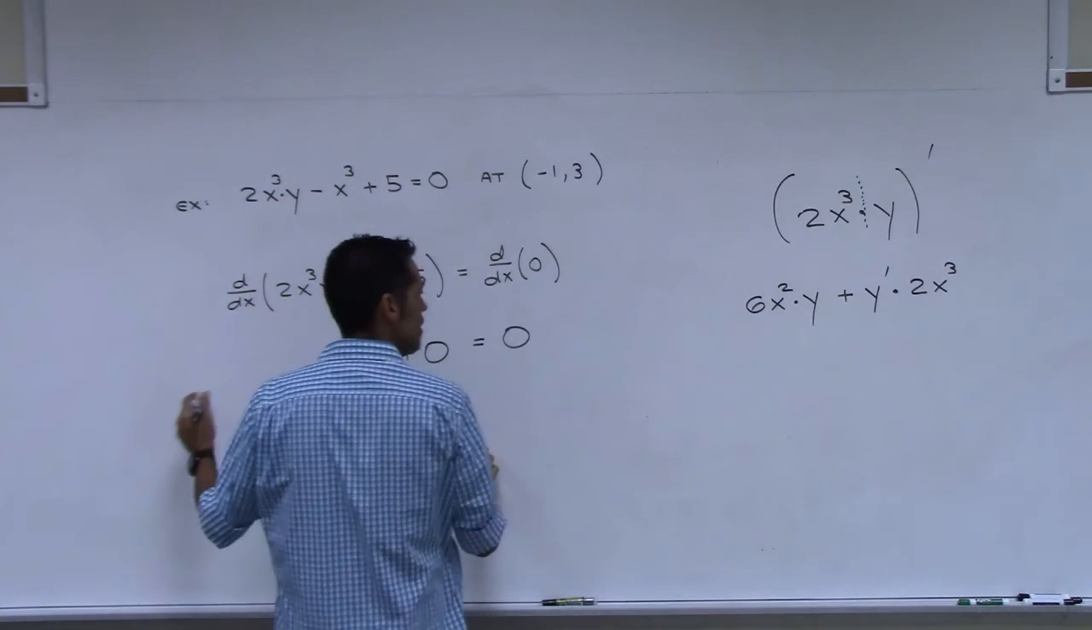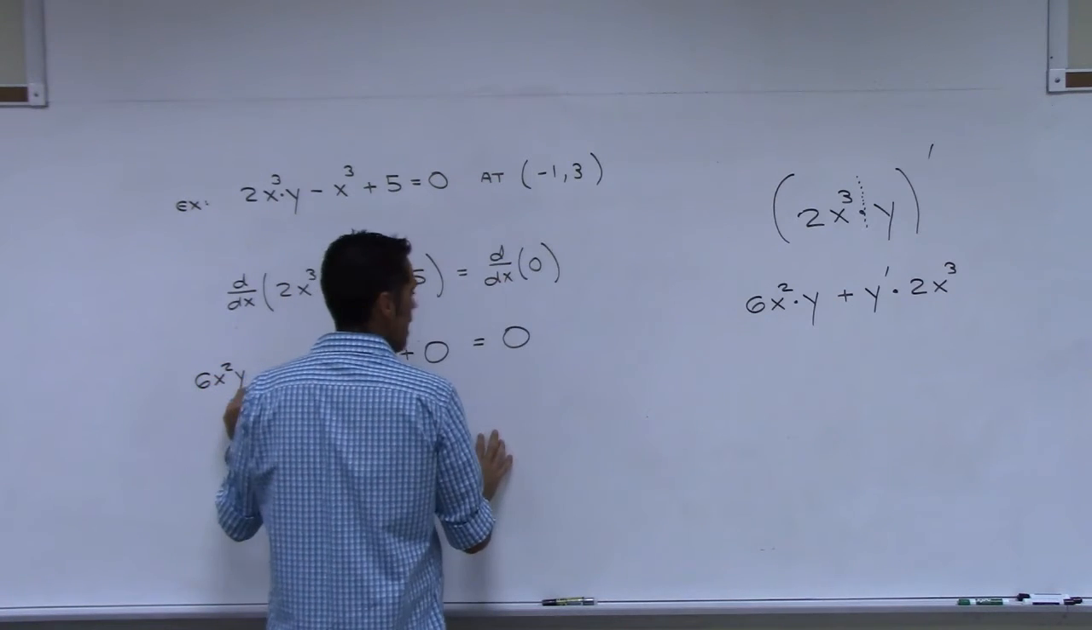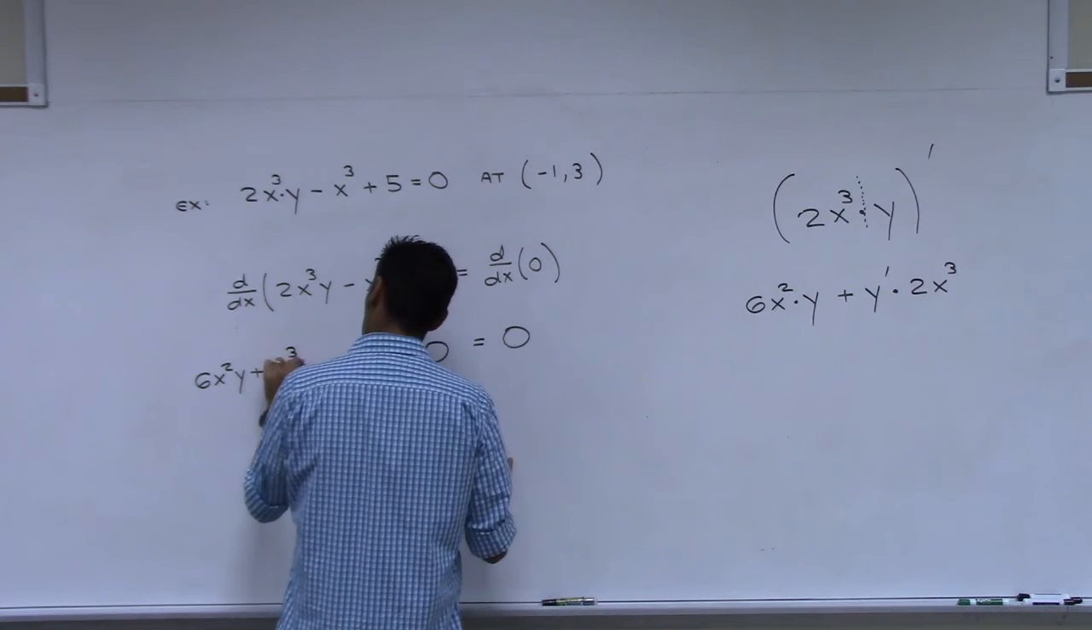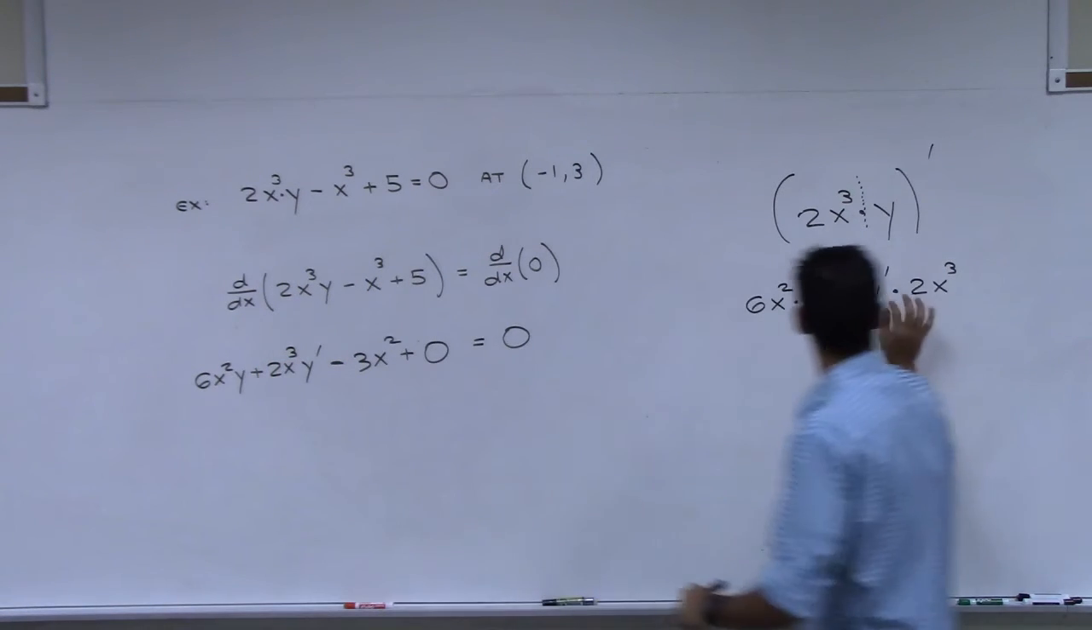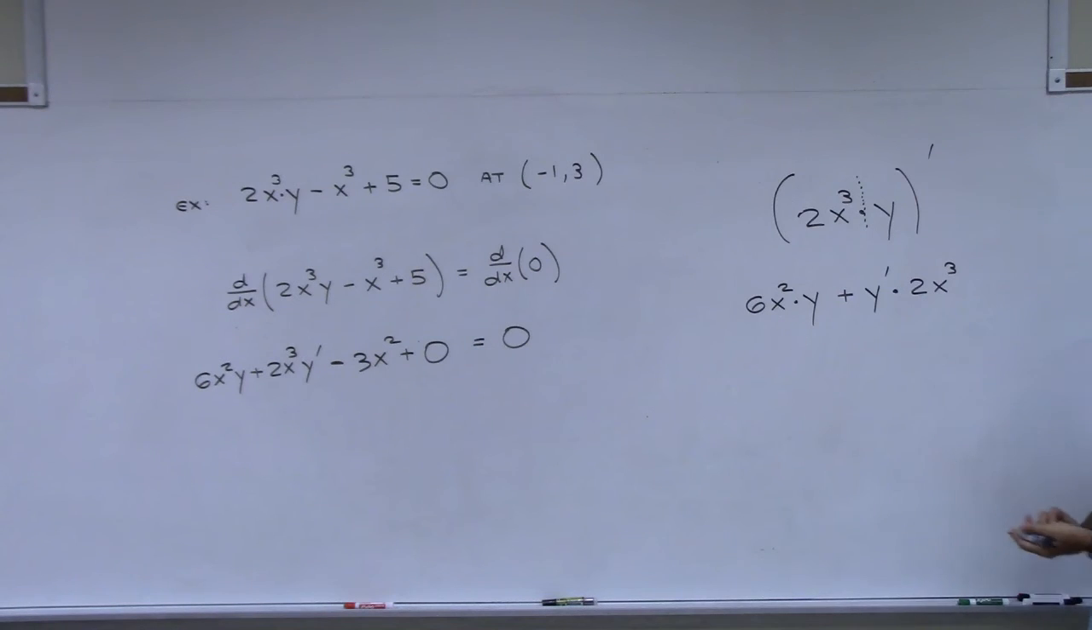Okay, that's just this first part right here. So I'm going to just slap that over here. 6x squared y, and then plus, I'm going to rearrange that, 2x cubed y prime. I just kind of rearranged this. I put the 2 out in front, I put the x cubed out in front, just slap the y prime on the back. All right, there's our derivative. What now?